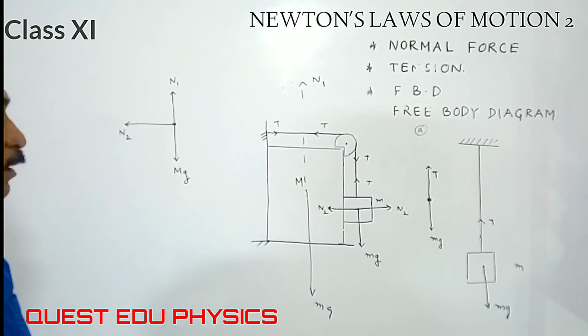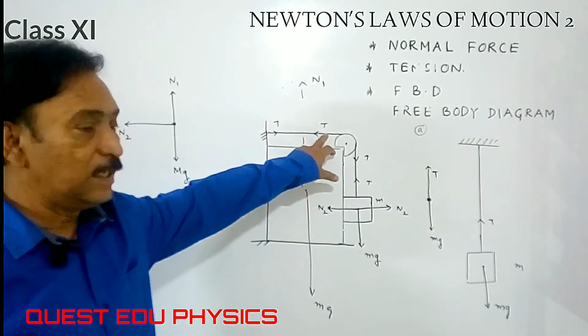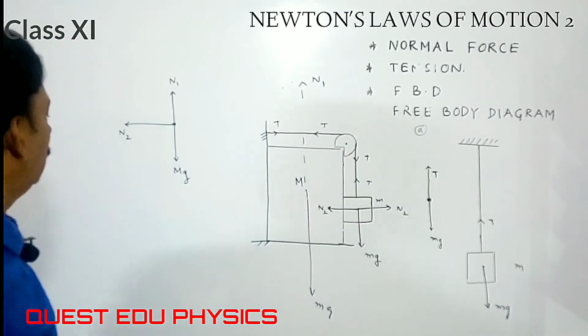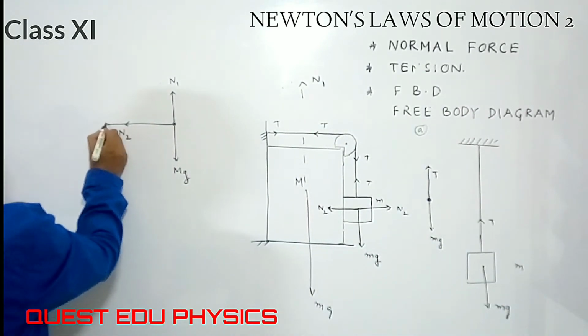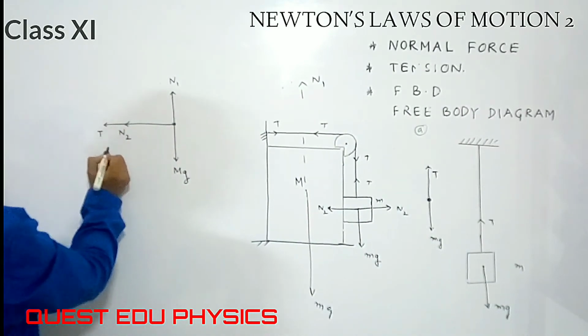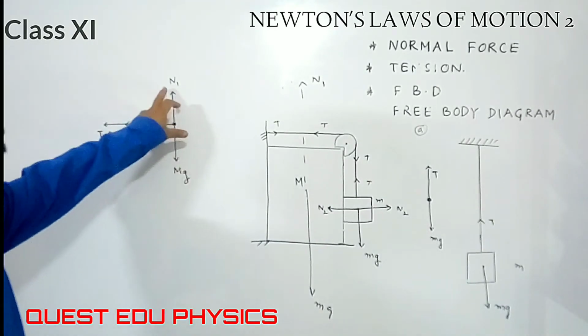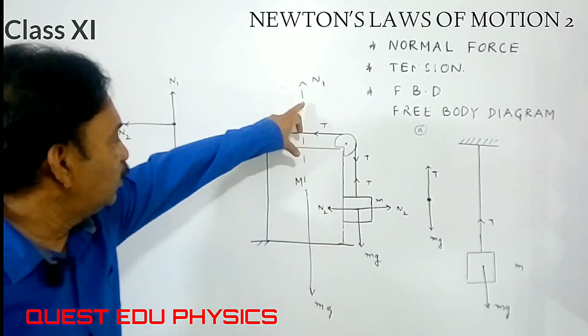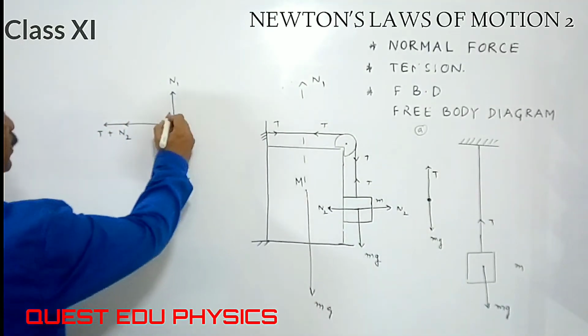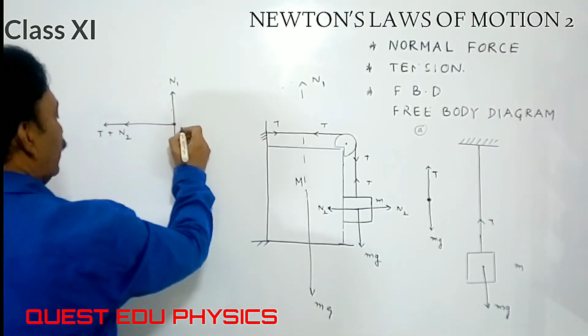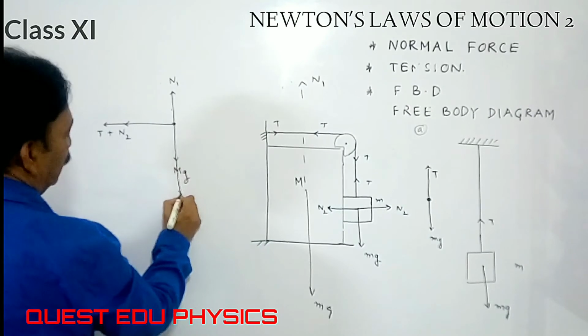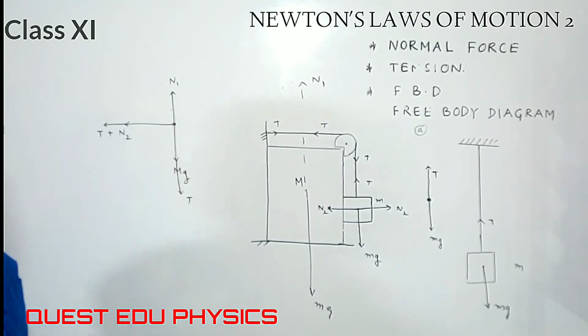Additional to that, this body is connected with the tensions. Then here we have to add the tension T, plus mg and N2. This one is acting vertically downwards and it is added with T. This is the free body diagram of this body.